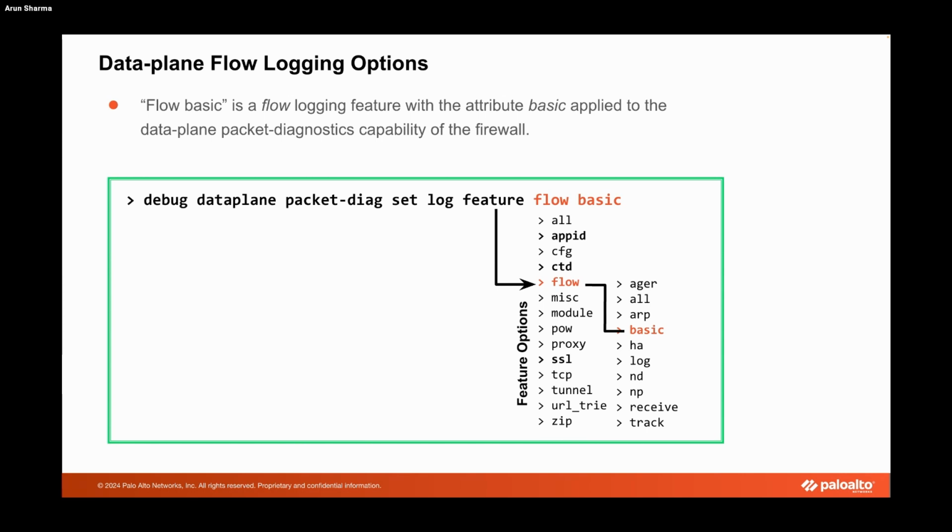So ingress stage, session setup, security processing, fast path, slow path, and how the packet is actually egressing. So you can see there are a lot of options here, but we normally use flow basic, and all other features can be enabled as well, but it's very rare, and unless engineering tells us to enable this, we don't do it. So normally we just stick to the flow basic.